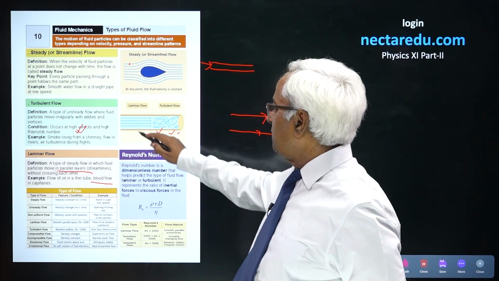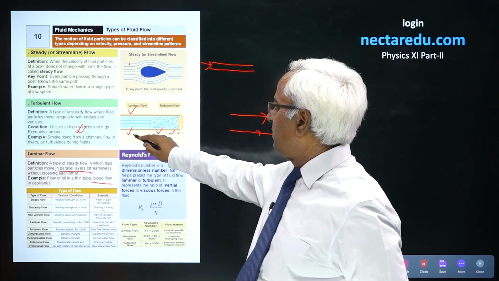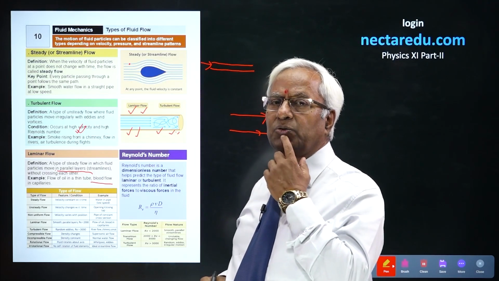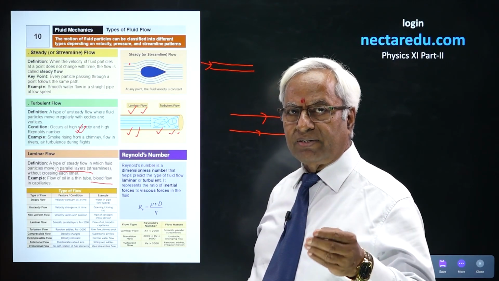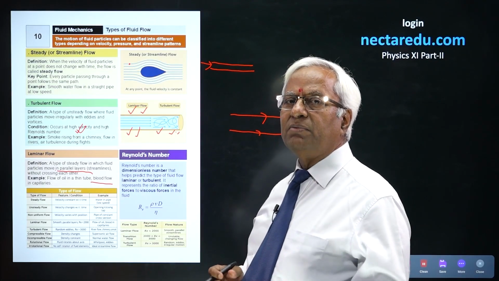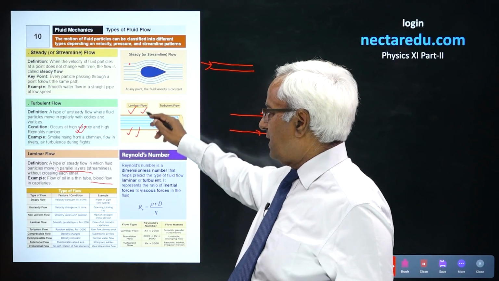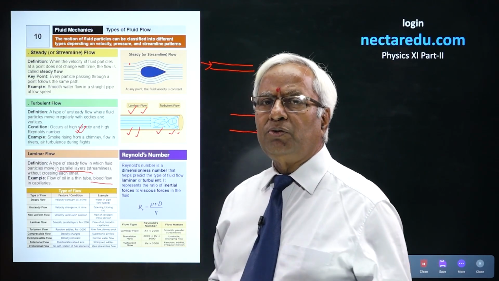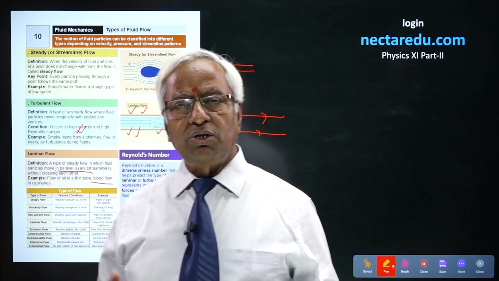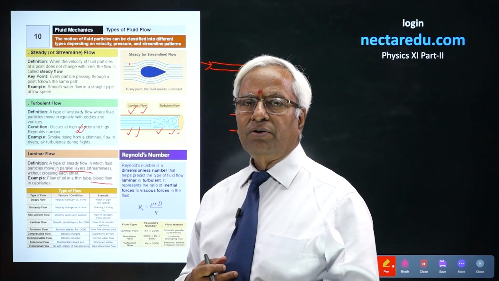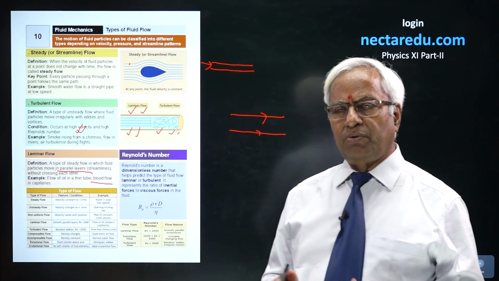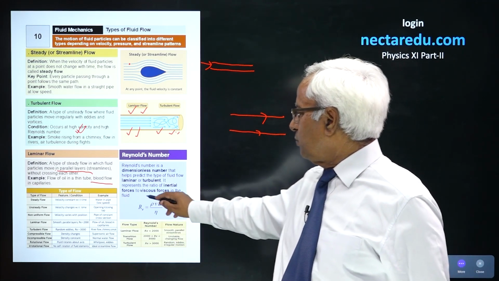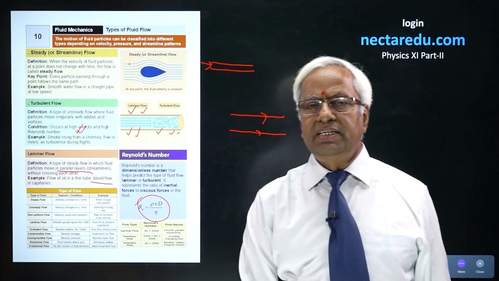I have tried to represent this with the help of vectors. These are the parallel vectors. As you follow the method for showing a uniform electric or magnetic field, a similar method is used here to represent laminar flow. When the flow is going to be streamline or turbulent, we use a particular number known as the Reynolds number. Reynolds number is equal to rho V d upon eta.